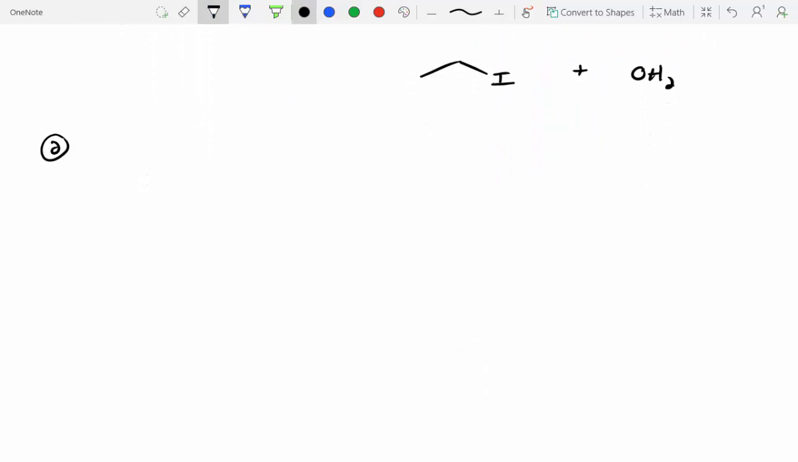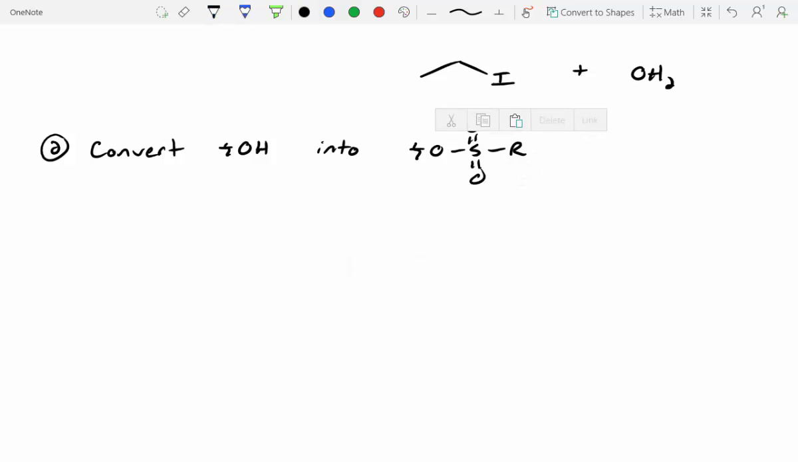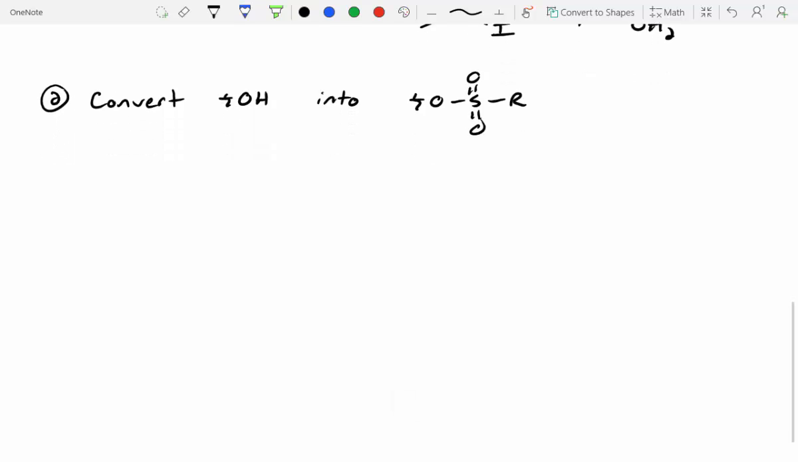Trick 2 is convert your OH into some sort of OSR group, right? So we talked about the tosylates, the triflates, the mesylates. We said that those make really good leaving groups. So our goal is to convert this OH functional group into either a tosylate, triflate, or mesylate. Let's talk about how we can do that.